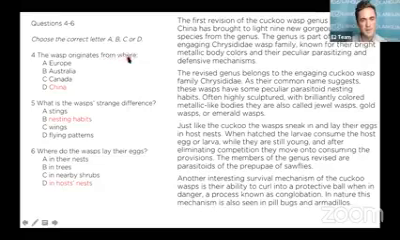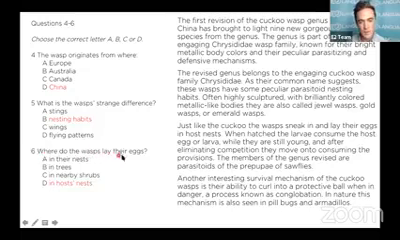The wasp originates from China. Here you can see the word China. Kleptes from China. What is the wasp's strange difference? Nesting habits. Where does it say that? Strange habits. Okay. Hold on. Where is the word? There's a word peculiar, strange. Here. Peculiar parasitoid nesting habits. Strange difference, nesting habits. Good.